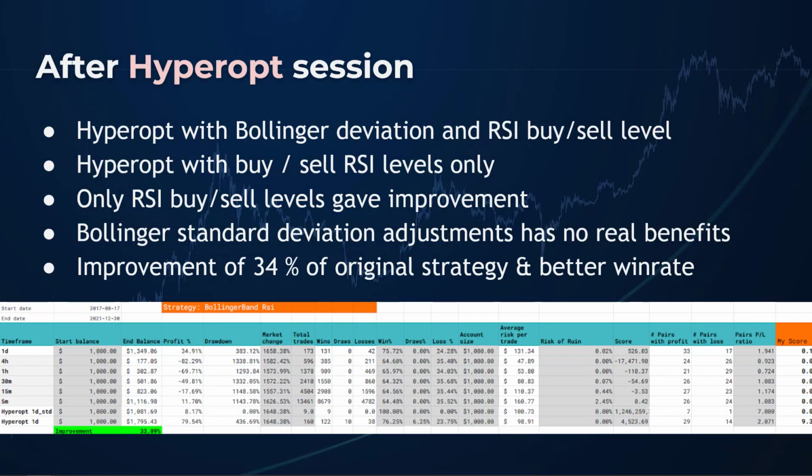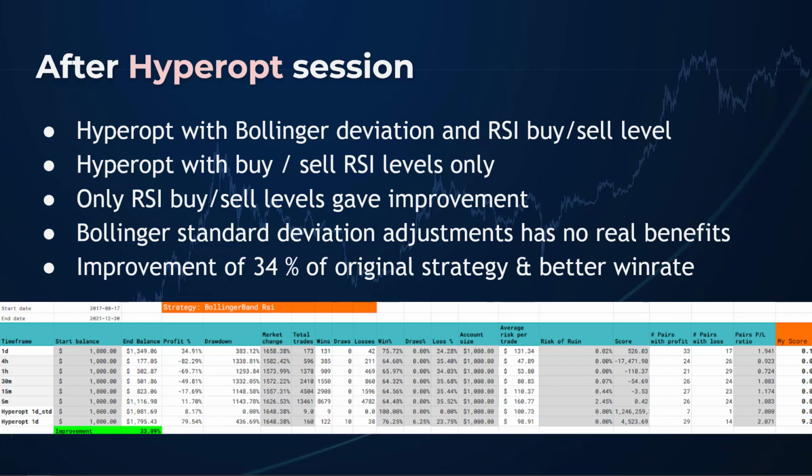In the end, I did two optimization runs. One where the adjusted standard deviation of the lower Bollinger Bands and the RSI buy level determined the buy signal, and one where the RSI sell level determined the sell. And in the end, because this gave me disappointing returns, I also tested an optimization where only the RSI buy and sell level were optimized.